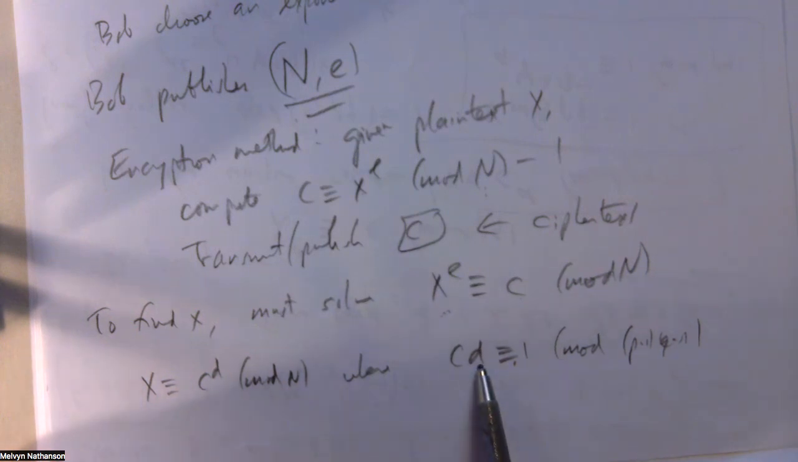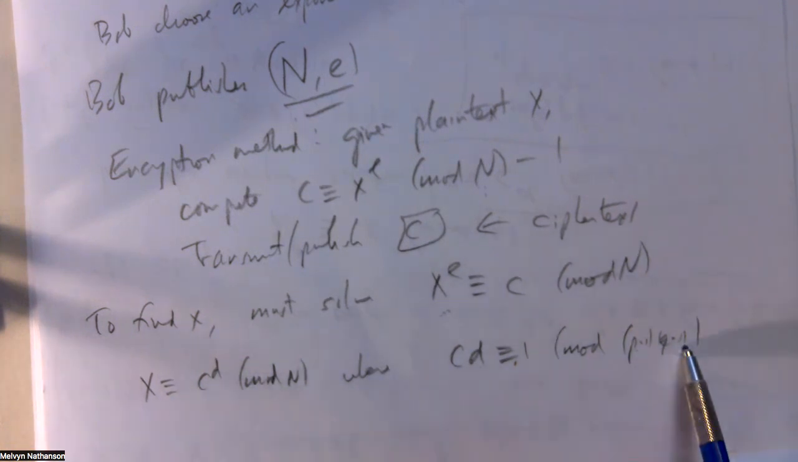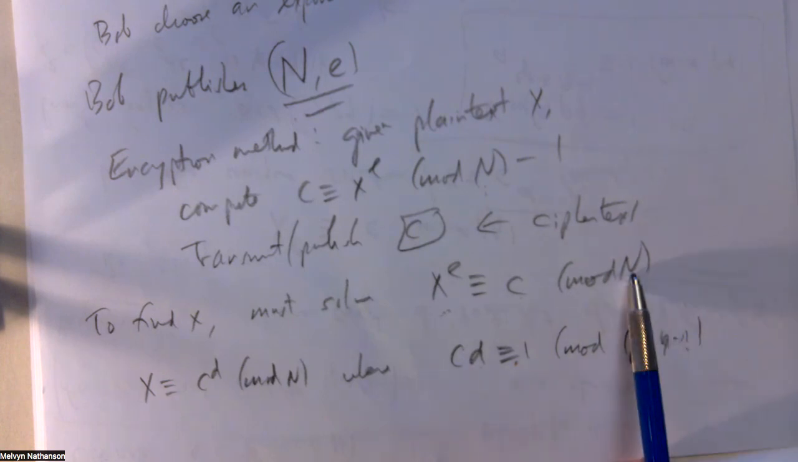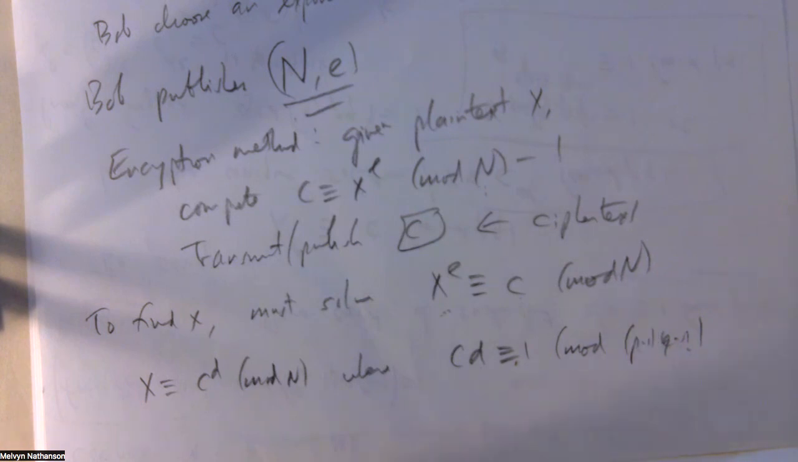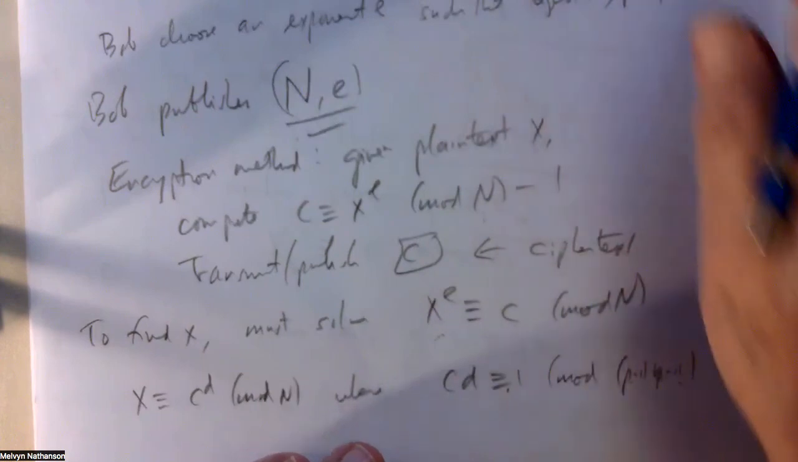But to find D, I need to know P minus 1 and Q minus 1. That is, I need to know P and Q. I can only find P and Q by factoring n. If n is a big number with, let's say, a few thousand digits, I can't factor it. There's not enough computing power in the universe to factor a number, even if you know it's a product of 2 primes only.